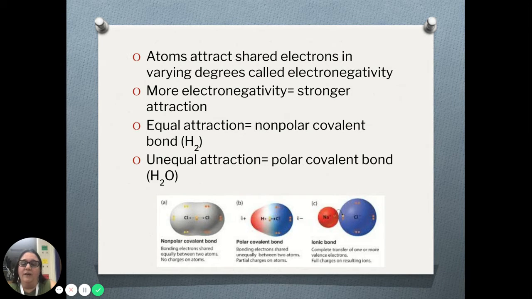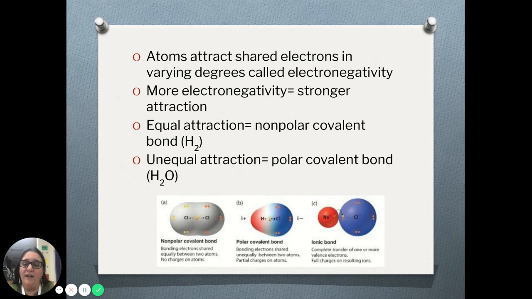Okay. If we end up with an equal attraction, like two hydrogens, well, they're the same thing, and they both have the same electronegativity. So what they will do is they'll have an equal attraction, and they'll pull on those electrons equally. So we call that a nonpolar covalent bond. So it's something that's nonpolar. Usually nonpolars are hydrophobic. They tend to stay away from water.